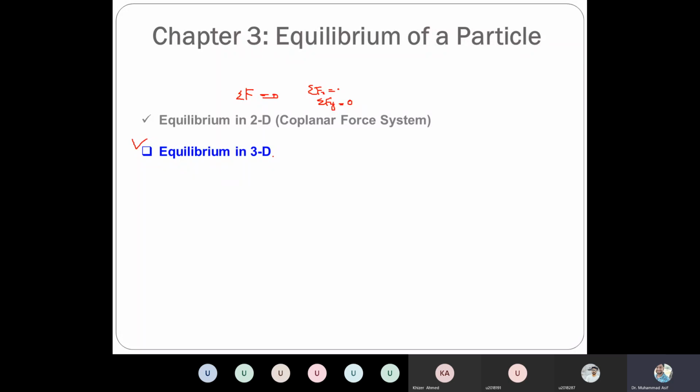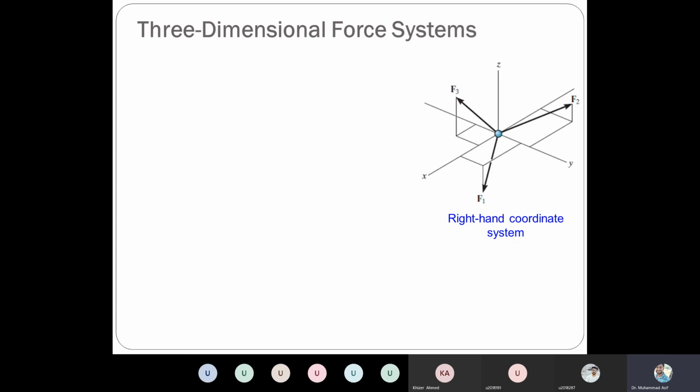In 3 dimensions, we have to consider one more direction as well. I mean, we have to include that the sum of all the forces in the z direction is equal to 0, right? That's called the 3 dimensional system. So you can see here we have the 3 dimensional system, x-axis, y-axis, and z-axis as well. So we have included the z-axis now for the 3 dimensional cases.